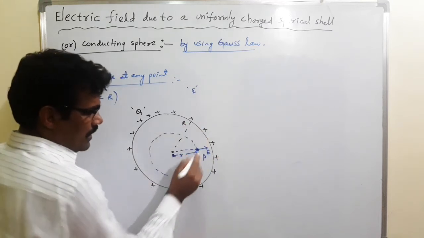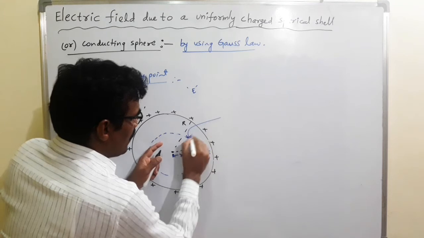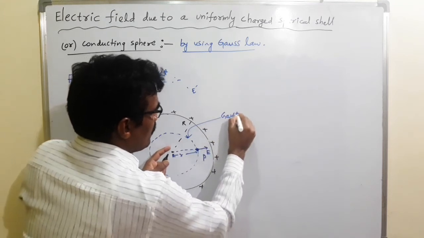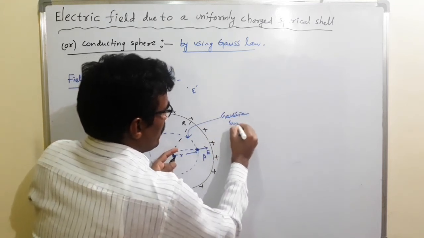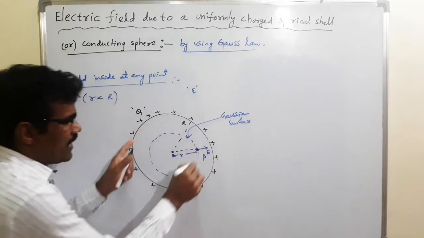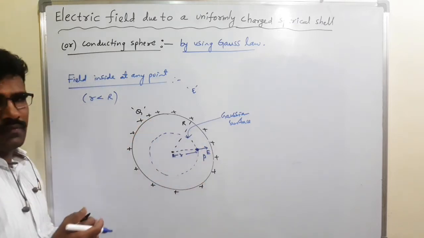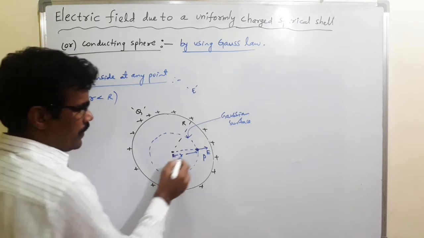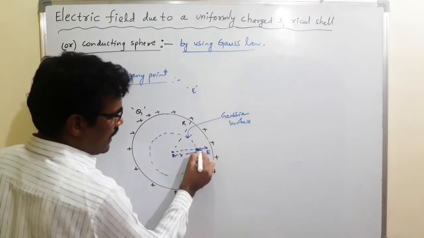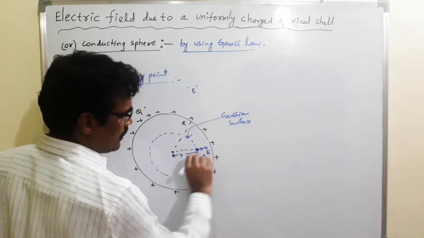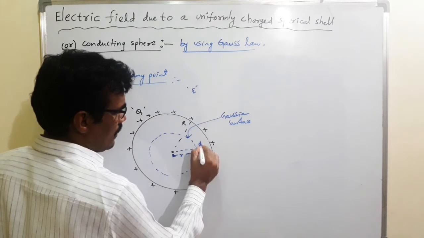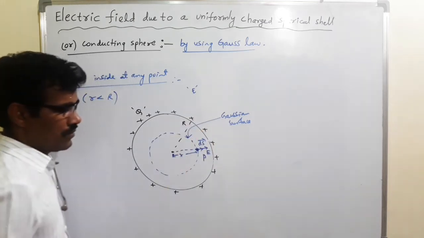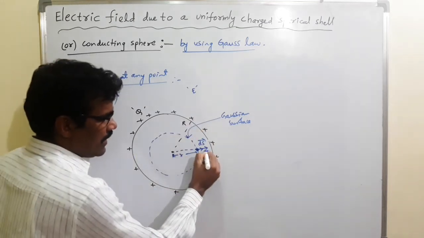Here is the area vector. This is the sphere, and this is the Gaussian surface. What is the shape of the Gaussian surface? Spherical surface of radius r. What is the direction of field? Field direction is this direction, and area also in the same direction. E bar and ds bar are in the same direction.